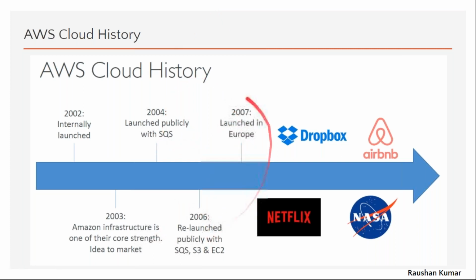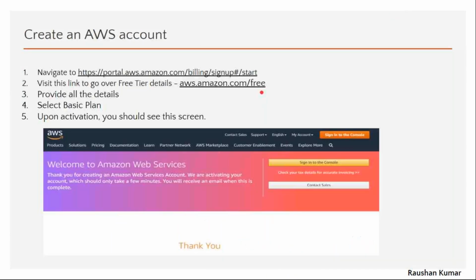Okay, so they launched in 2007, right? And currently the bigger players like Netflix, NASA, Airbnb, Dropbox, they all use AWS. The list is very vast. The number of customers AWS has is a very huge list. These are quite a few popular names that we all know. Okay, so from here on, everyone is expected to get their AWS account created.